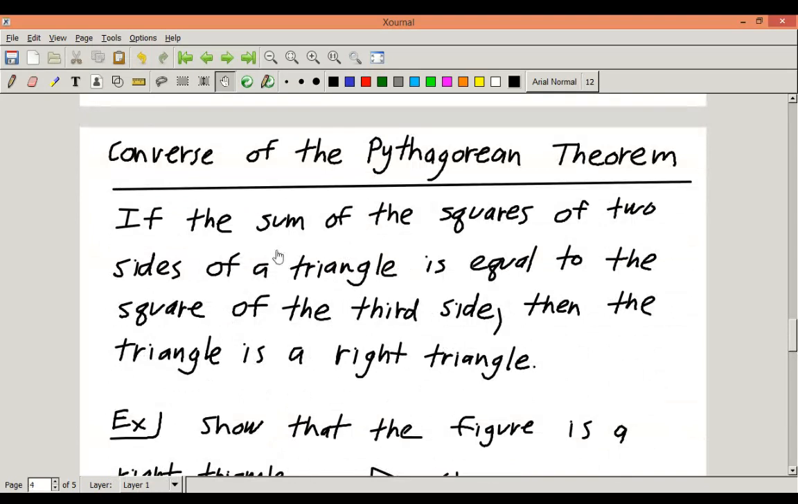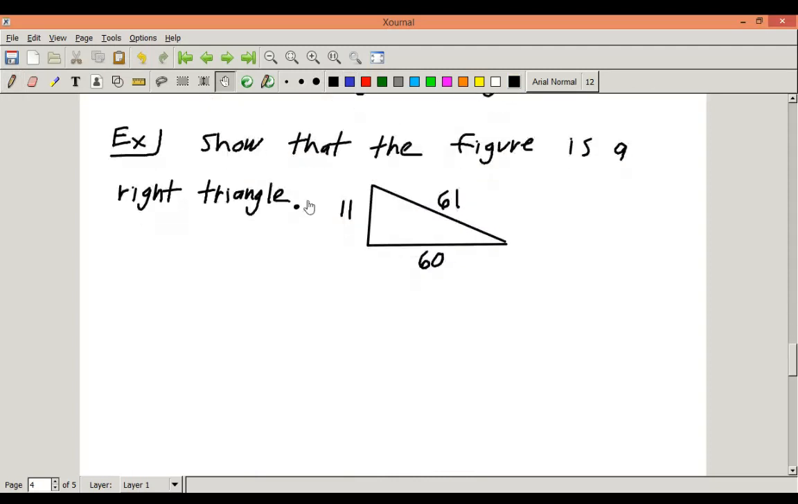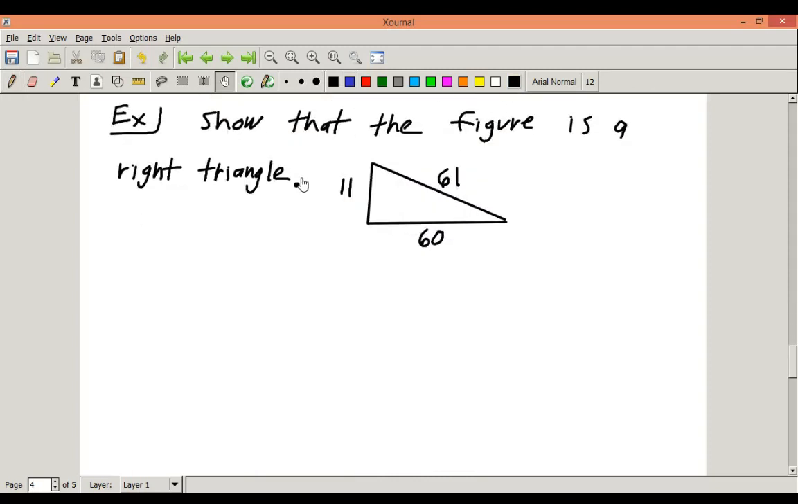Okay, so yes, the Pythagorean theorem has a converse, which is true. And here it is. If the sum of the squares of 2 sides of a triangle is equal to the square of the third side, then the triangle is a right triangle. That's the exact converse of the Pythagorean theorem, where you switch the hypothesis and conclusion. Let's do an example with that. Show that the figure is a right triangle.